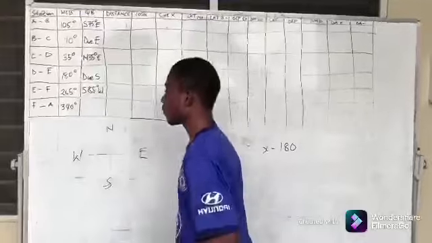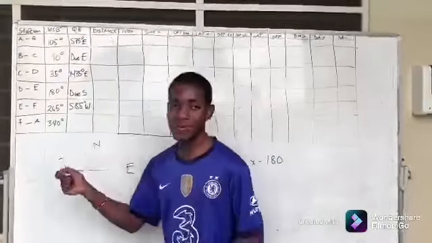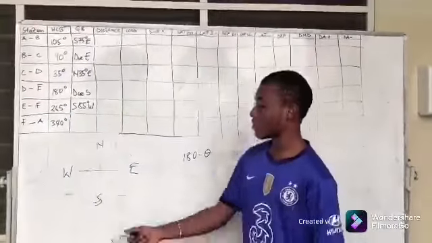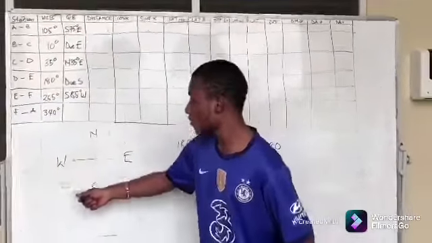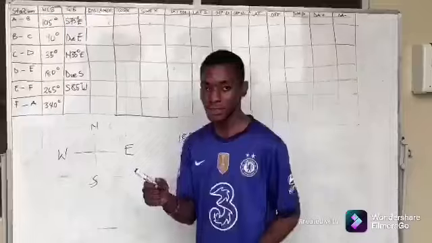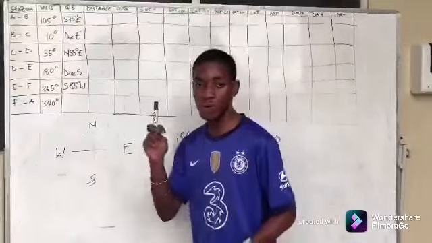F was given as what? 340. 340 is greater than 90, greater than 180, greater than 270, but less than 360. So that means it's where? It's at the fourth quadrant.